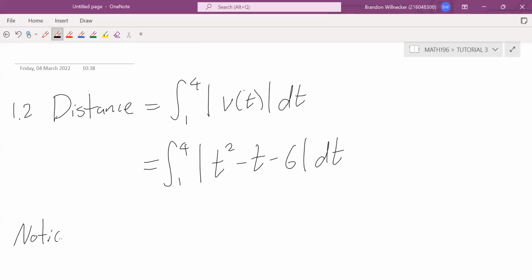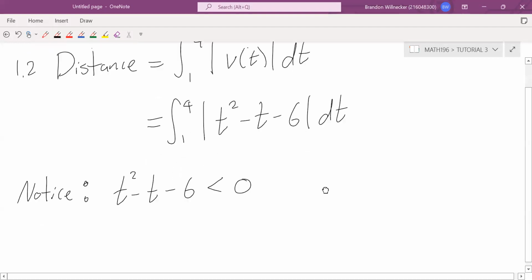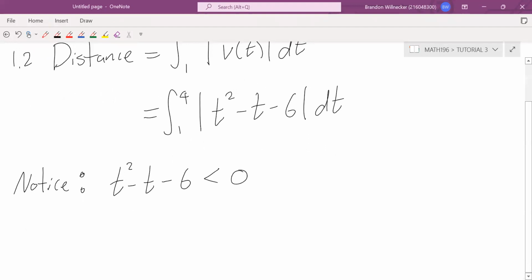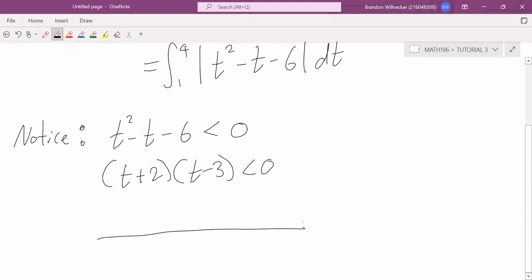So notice that we want t squared minus t minus 6 being less than 0. In other words, we want to know where it's negative so that we can make it positive. So where is it 0? Where is it negative? We have t plus 2, t minus 3 as its factorization. If we draw this on a number line, we see that at t equal to minus 2, it is 0, and at t equal to 3, it is also 0, just taking the two factors and making them 0.